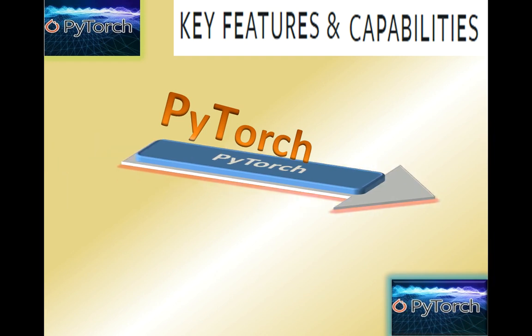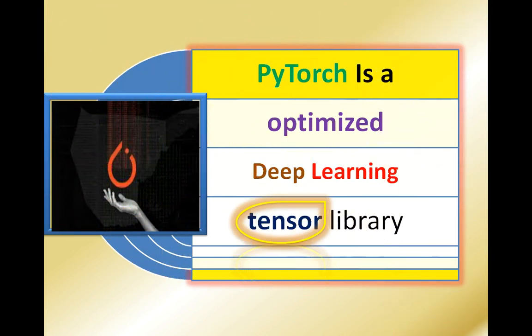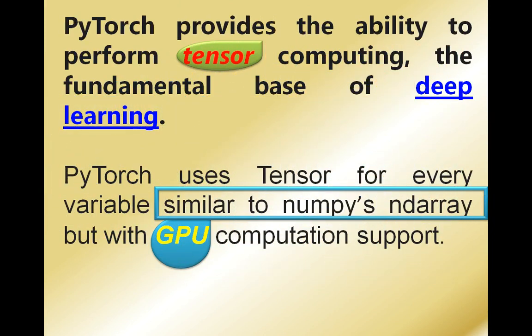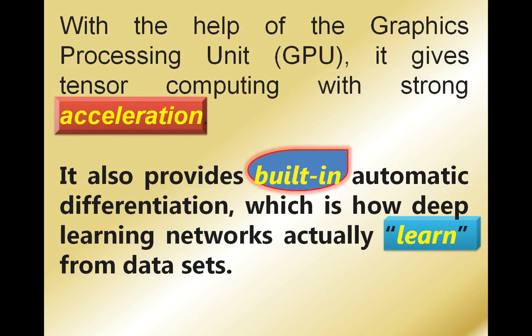First feature is PyTorch is an optimized deep learning tensor library, which means that it provides the ability to perform tensor computing, which is the fundamental base of deep learning. It uses tensor for every variable, similar to NumPy's ND array, but with GPU computation support. And with this support, it gives tensor computing with strong acceleration. It also provides built-in automatic differentiation, which is how deep learning networks actually learn from datasets.